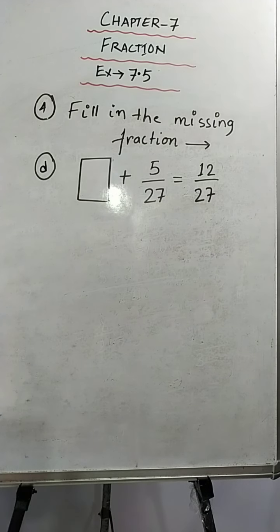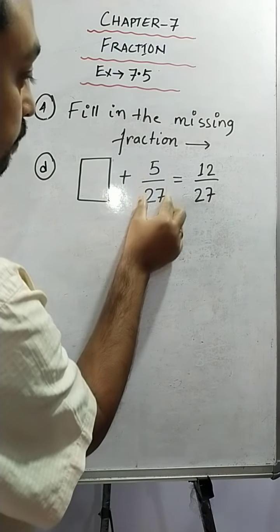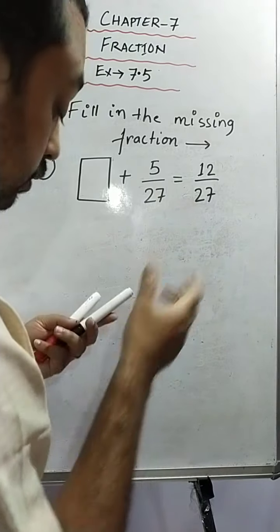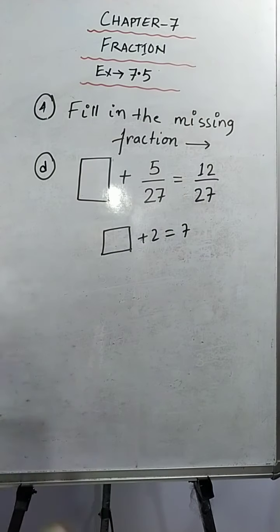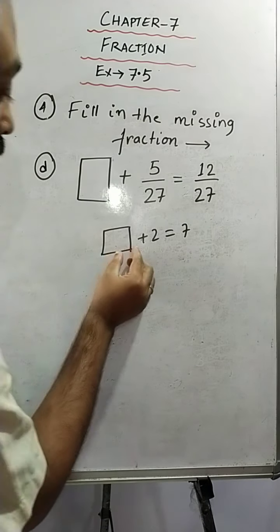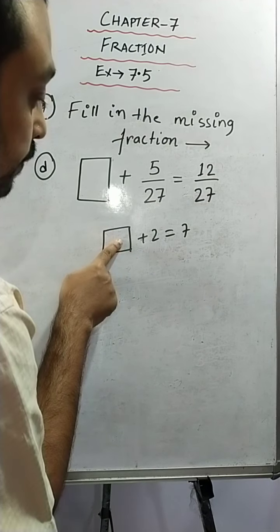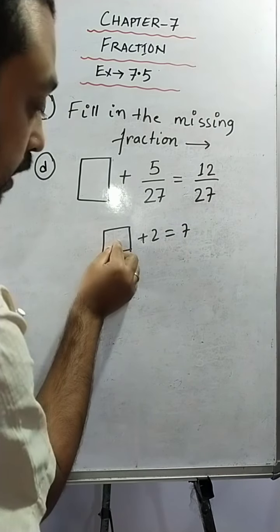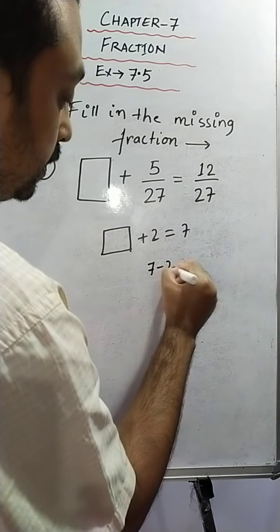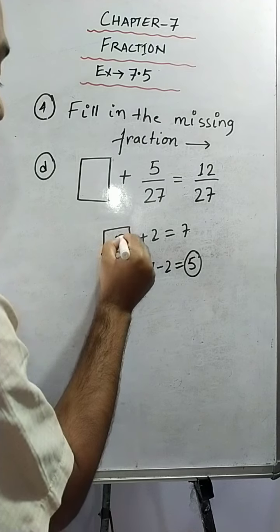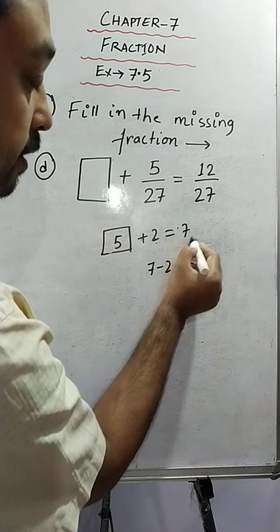In sum number D, we again have a missing fraction. With this missing fraction, you have to add this 5 by 27 to get 12 by 27. So how to get it? Again, I will take a simple example then. That is 2 plus something equals 7. What is the missing number? With this missing number, you have to add 2 to get 7. To get this number, you have to subtract 2 from 7. That is 7 minus 2, which is 5. If I put 5 here, you will see that it satisfies the equation. That is 5 plus 2 equals 7, isn't it?